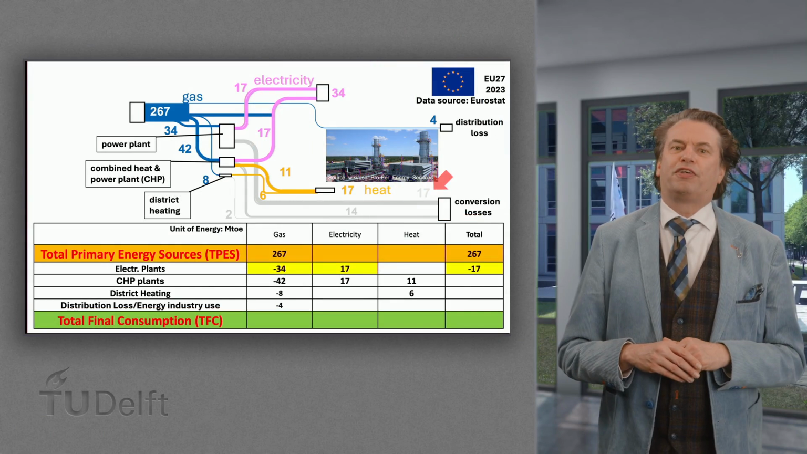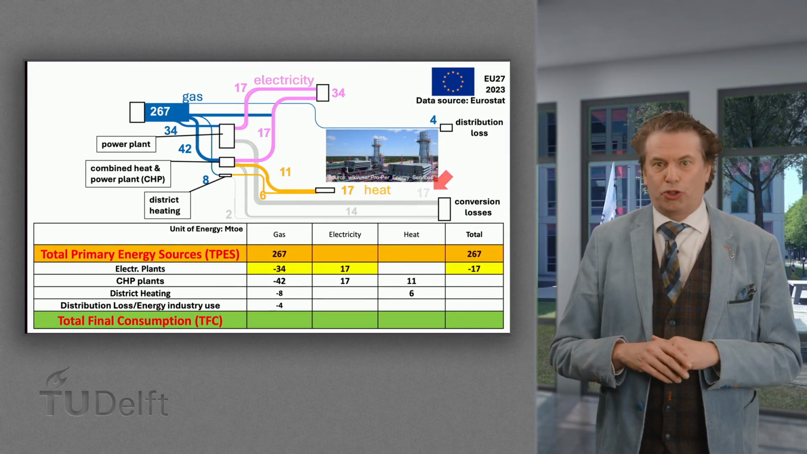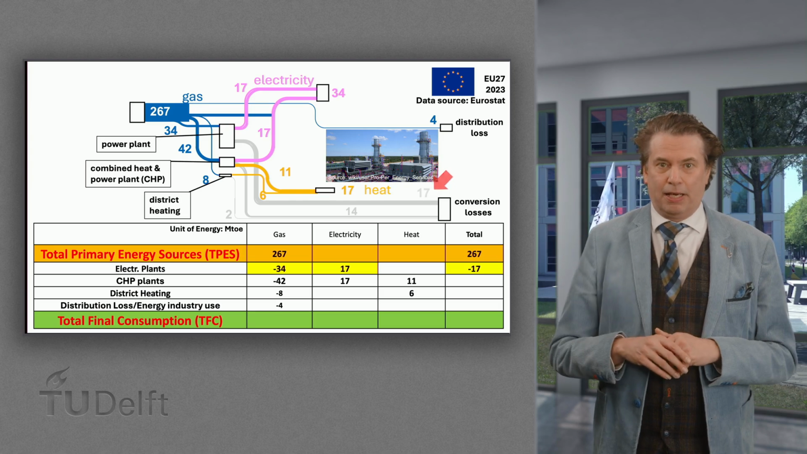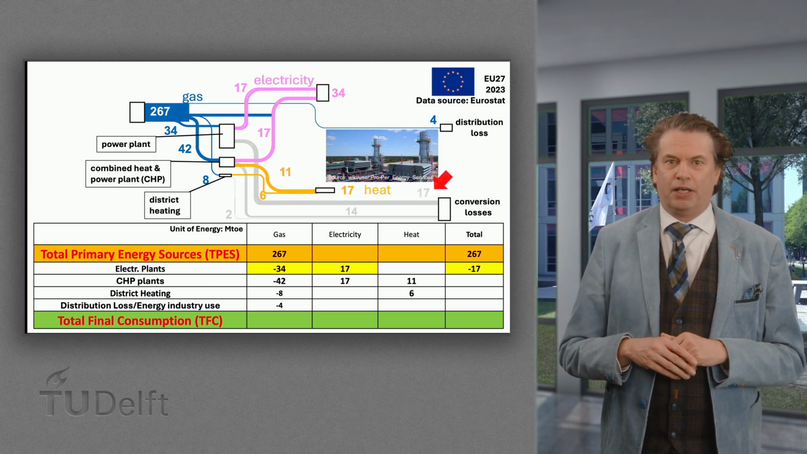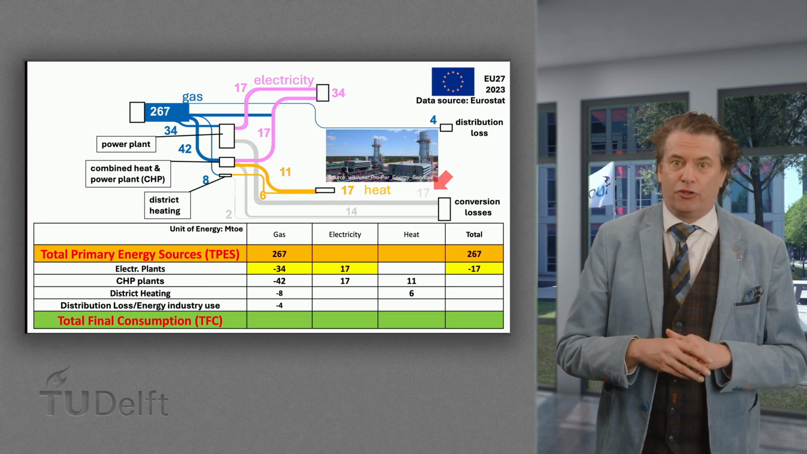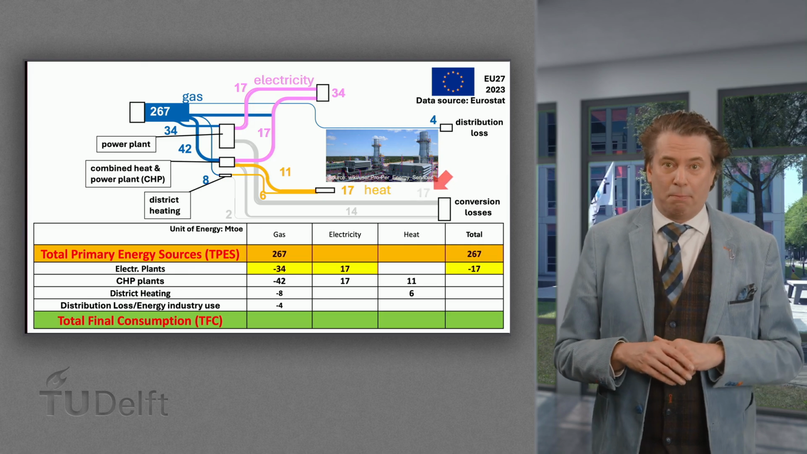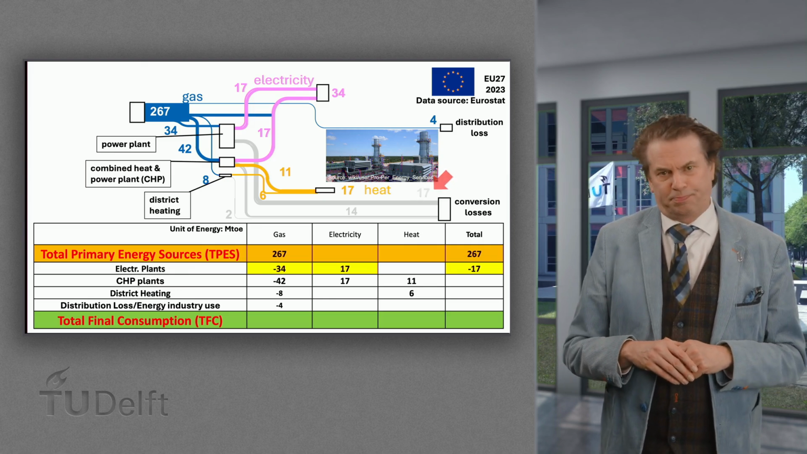The conversion losses of the electricity plant are represented in the total column, shown by minus 17 megatons oil equivalent. It is the sum of the row, the gas plus electricity plus heat, thus minus 34 plus 17 makes minus 17 megatons oil equivalent.